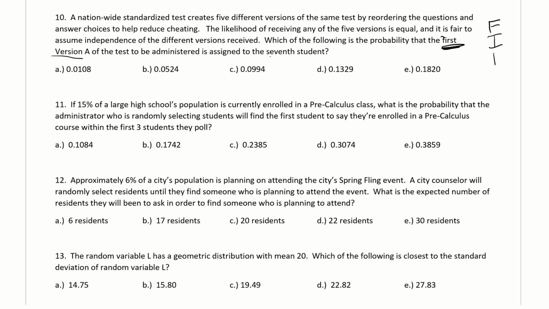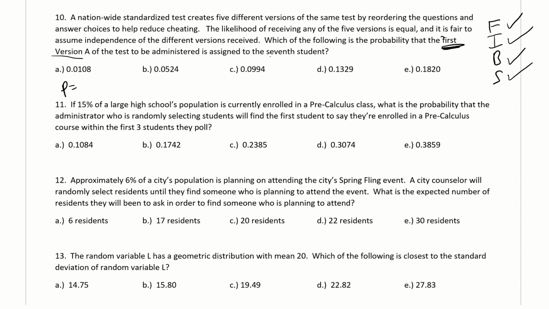When you see something that repeats until you get a success, that's FIBS, which is geometric. So first, repeat until you get the first version A in this case. Binary, version A or not version A. Independent, each test is independent. Probability of success, yes, it's one out of 5 for you to get version A. Okay, so we can calculate this.